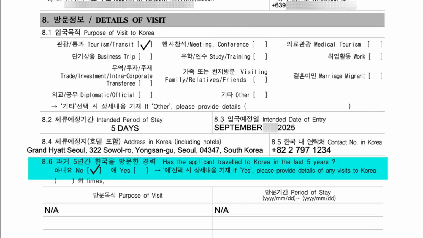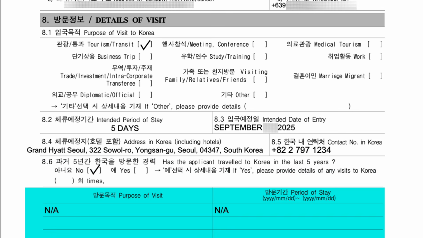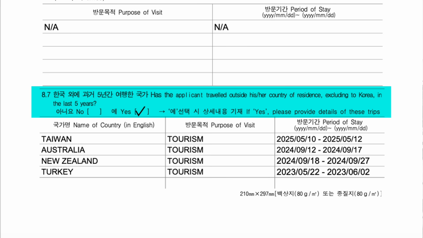Has the applicant traveled to Korea in the past 5 years? On my case, no. I did travel to Korea before, pero lagpas 5 years na. So, if yes, place your purpose of visit and the period of your stay in the format year, month, date. On my case, since no, NA ang nilagay ko dito. Has the applicant traveled outside his or her country of residence, excluding to Korea in the last 5 years?